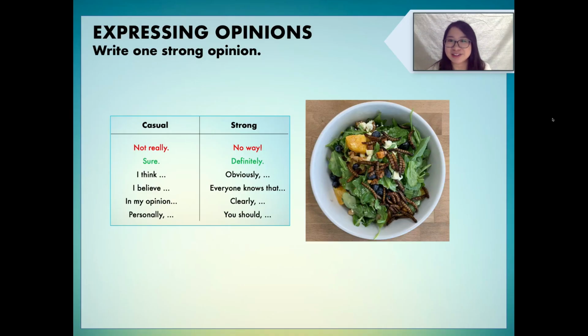Now let's write a strong opinion. Look at this food. It's a salad full of worms. Would you eat this salad? Why or why not?